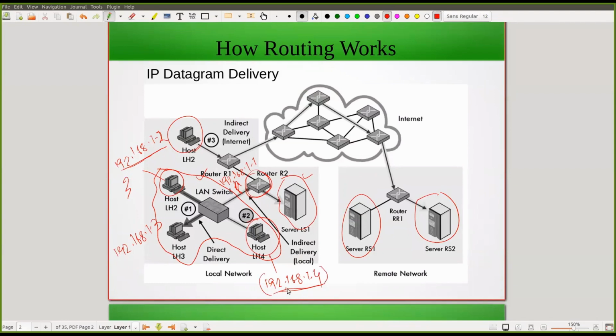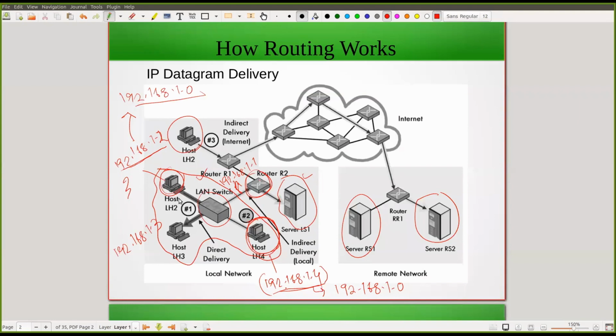What is the destination IP address? 192.168.1.4. Let's assume it is classful IP addressing. Can anybody tell me, if it is classful IP addressing, what is the network? So in that case, the packet sent from this machine is not going to go to the router. It can be directly delivered to this particular host through this particular switch. So that is one scenario.